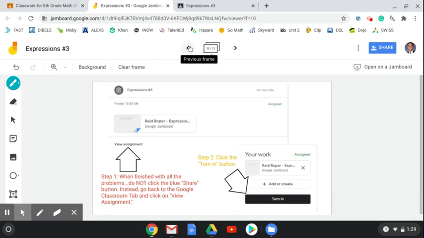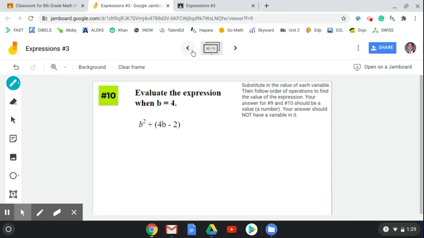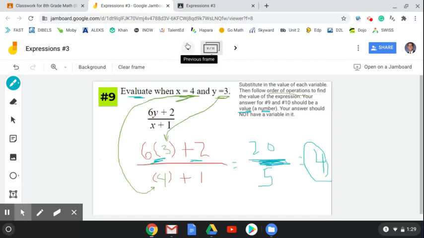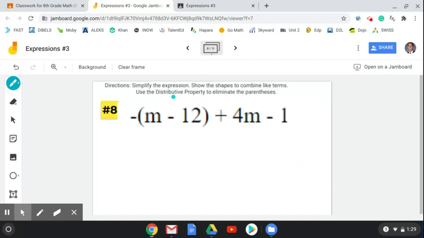So this is Google Jamboard. Hopefully this will work out well. First time I've tried it in a class. If you have any questions, let me know. Otherwise, show all of your work, show the shapes to combine the like terms. When you are distributing, show the rainbow, like I have shown you in the distributive property video, to simplify each expression.